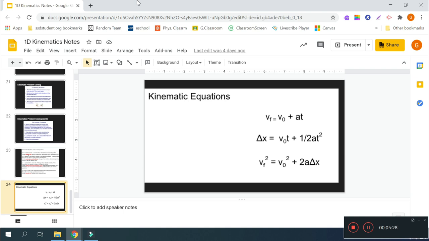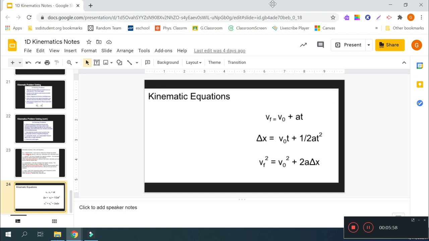So the first one is Vf equals Vo plus At. That's the final velocity equals the original velocity plus the acceleration times time. The second one is delta x equals Vot plus 1/2 At squared. So this is your displacement: your original velocity times t, plus 1/2 the acceleration times t squared. We only square the time in this equation.